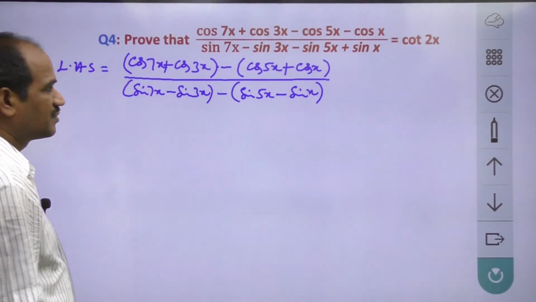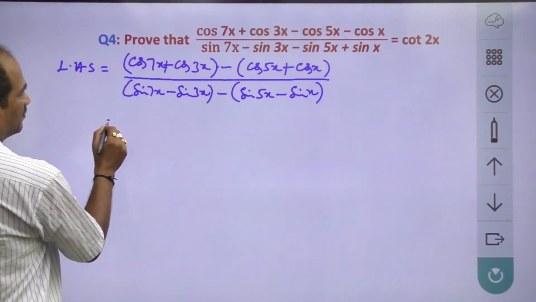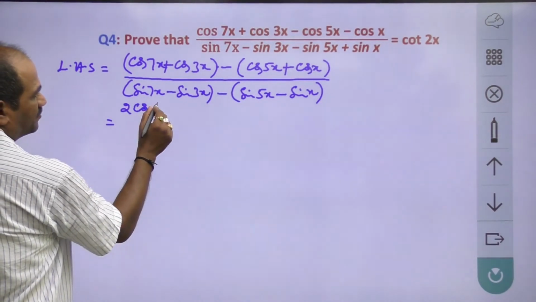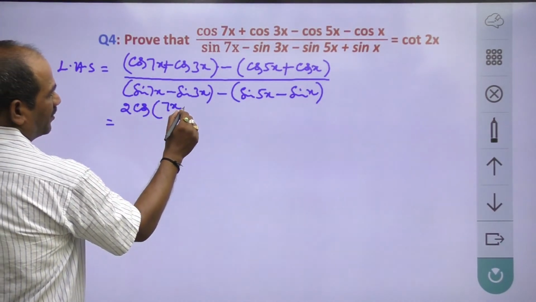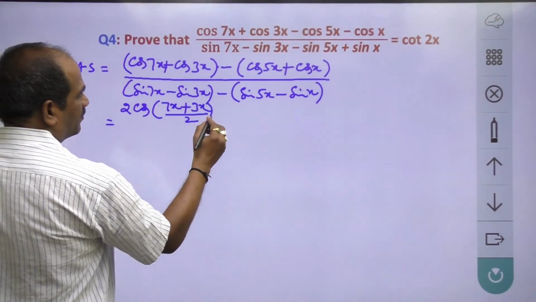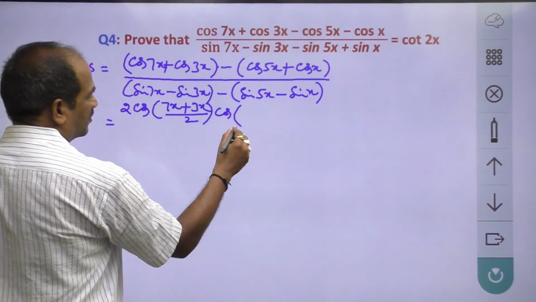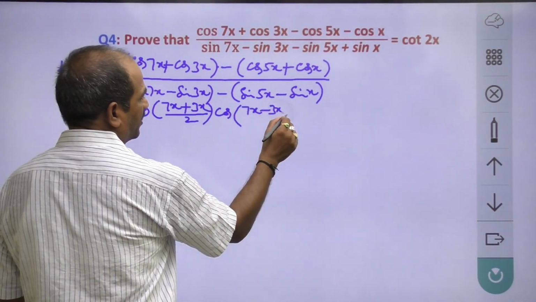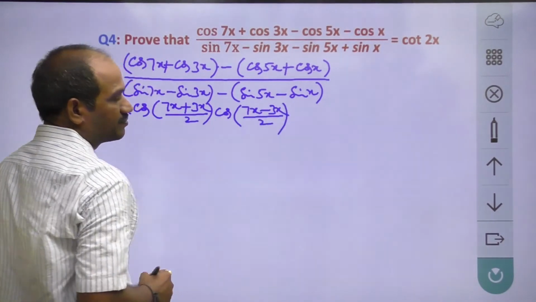Right, next, see here, that is equal to cos C plus cos D. In this formula, 2 into cos of (C plus D) by 2, so 7x plus 3x by 2, into cos of (C minus D) by 2, so 7x minus 3x by 2.